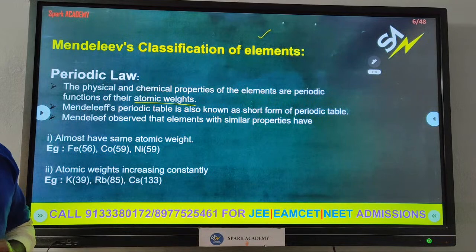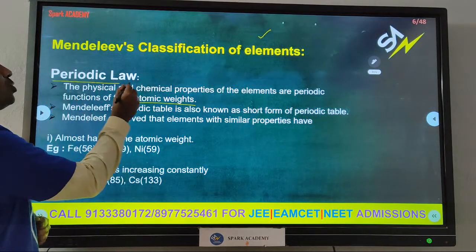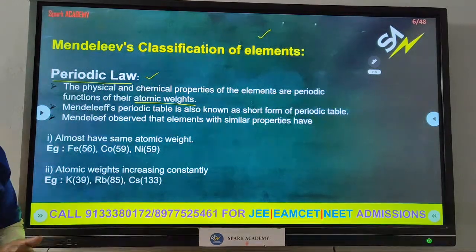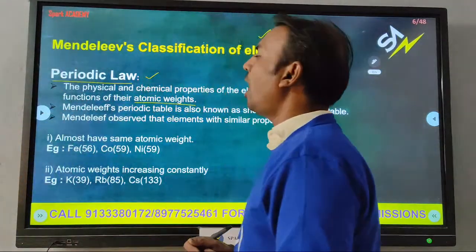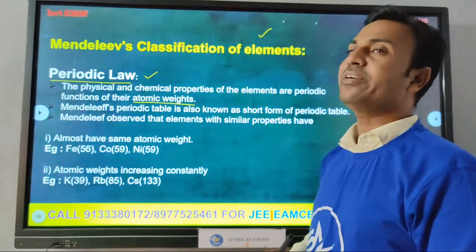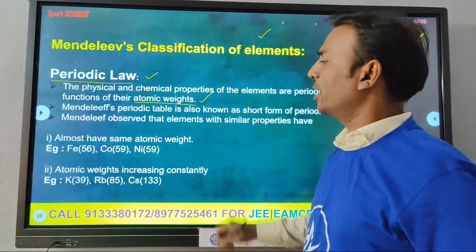This periodic table depends on a law, called the periodic law. The physical and chemical properties of the elements are a periodic function that depends on their atomic weights. So atomic weight is the fundamental property of Mendeleev's periodic table, or classification of the elements. The Mendeleev periodic table is also known as the short form of the periodic table. Elements with similar properties are placed together, with almost the same atomic weight.